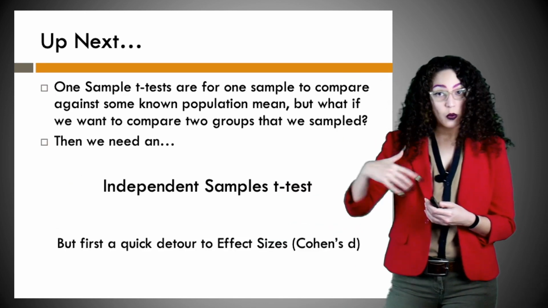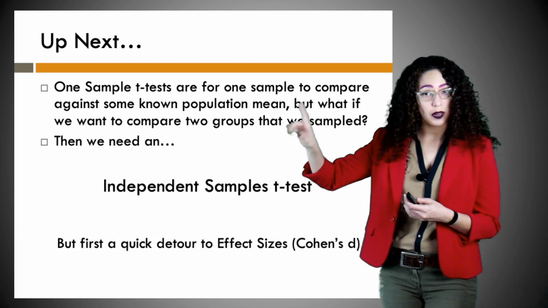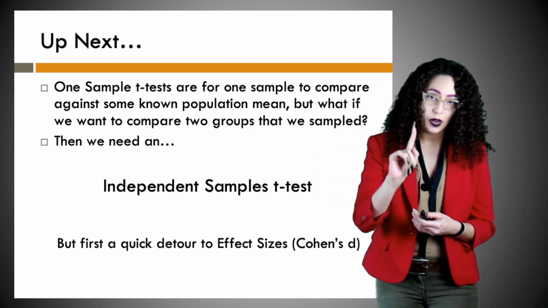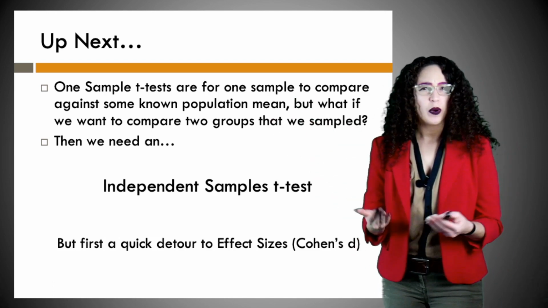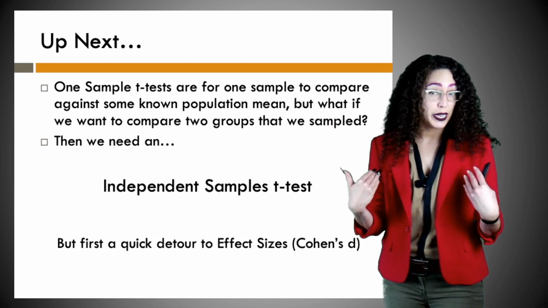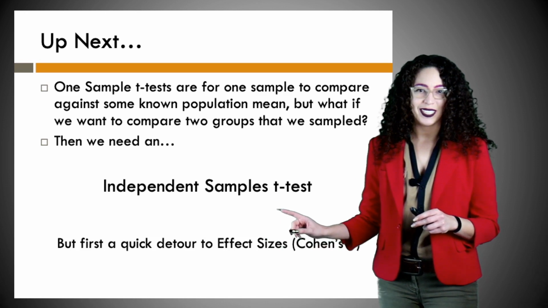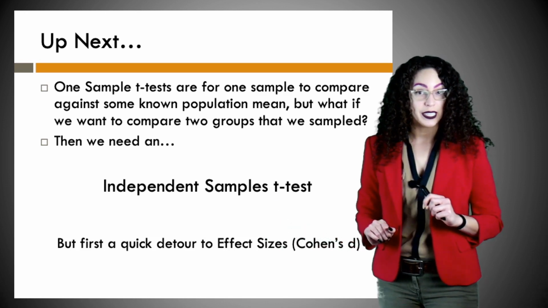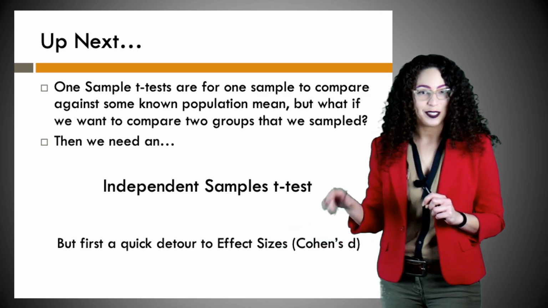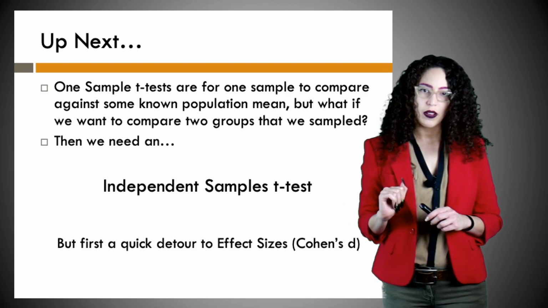Up next, one-sample t-tests are for one sample to compare against one known population mean. But what if I want to compare two groups that we sampled? For that, we need an independent samples t-test. But first, we're going to take a quick detour to effect sizes and Cohen's d. I'll see you in that one.